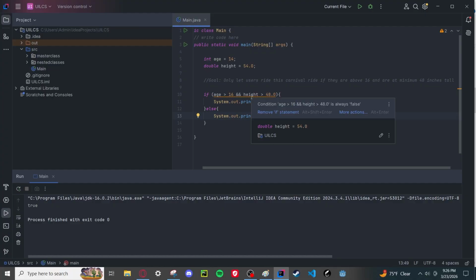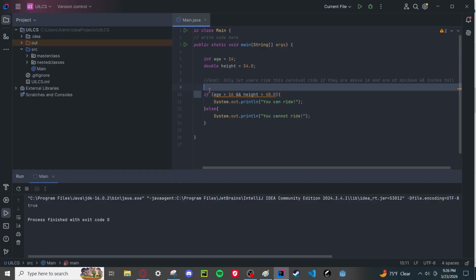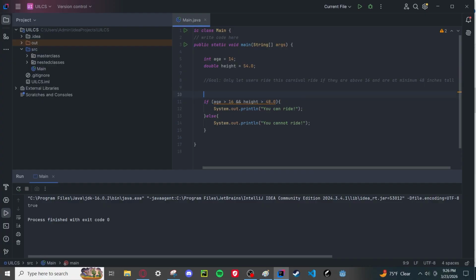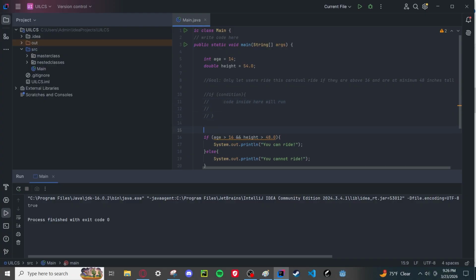And just real quick, I don't know if we discussed this yet. This is the syntax of an if statement. If statements are like this: if condition, and you have little brackets, right? If the condition is true, then the code inside here will run. Otherwise, the code outside here.